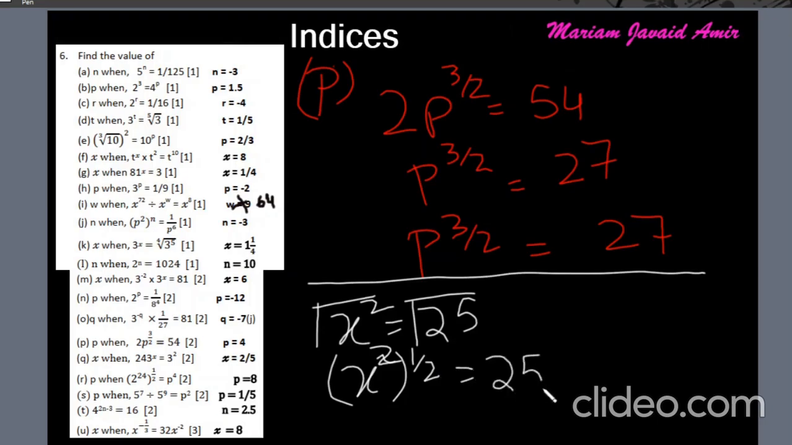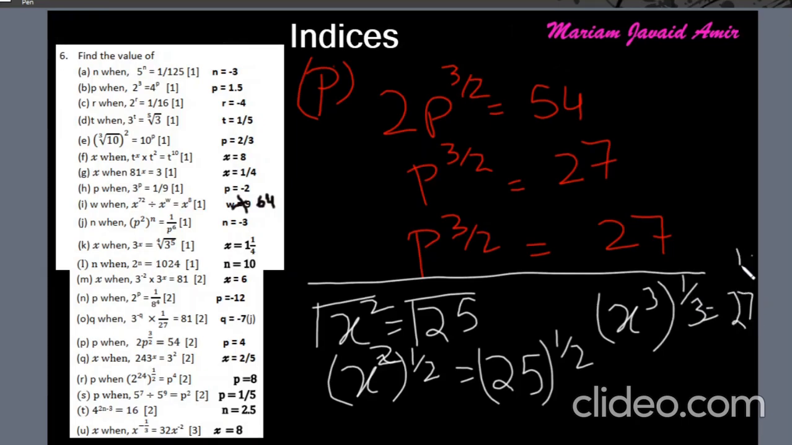So we take 25 power half, which is actually under root, and gives us the answer. Similarly, for cube root, we multiply it with the opposite power. So 3 times 1 over 3 gives us 27 power 1 over 3. So we take cube root of 27, which gives us the answer.